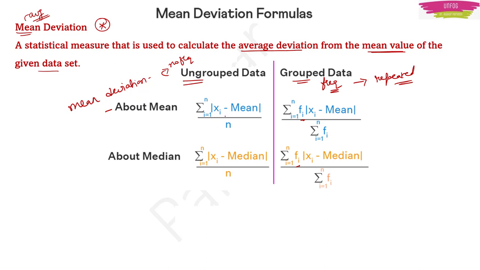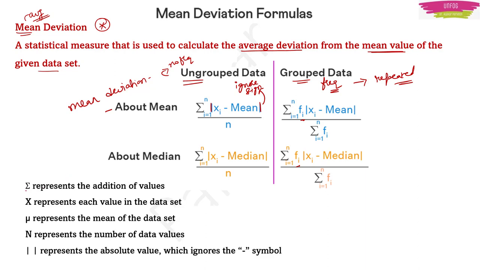You have summation and mod. Mod means ignoring the signs. If you have a minus sign, that minus sign will be ignored. That's why you write this mod symbol. Actually, I have it here. I will tell you first. Summation represents addition of values, meaning x1 plus x2 plus x3, like that. Then capital X represents each value of the data set. Summation means summing up. Next is mu; actually we use M for mean. We will not use mu. We will use M or X bar, as I have used in all my classes for mean. It represents the mean of the data set.